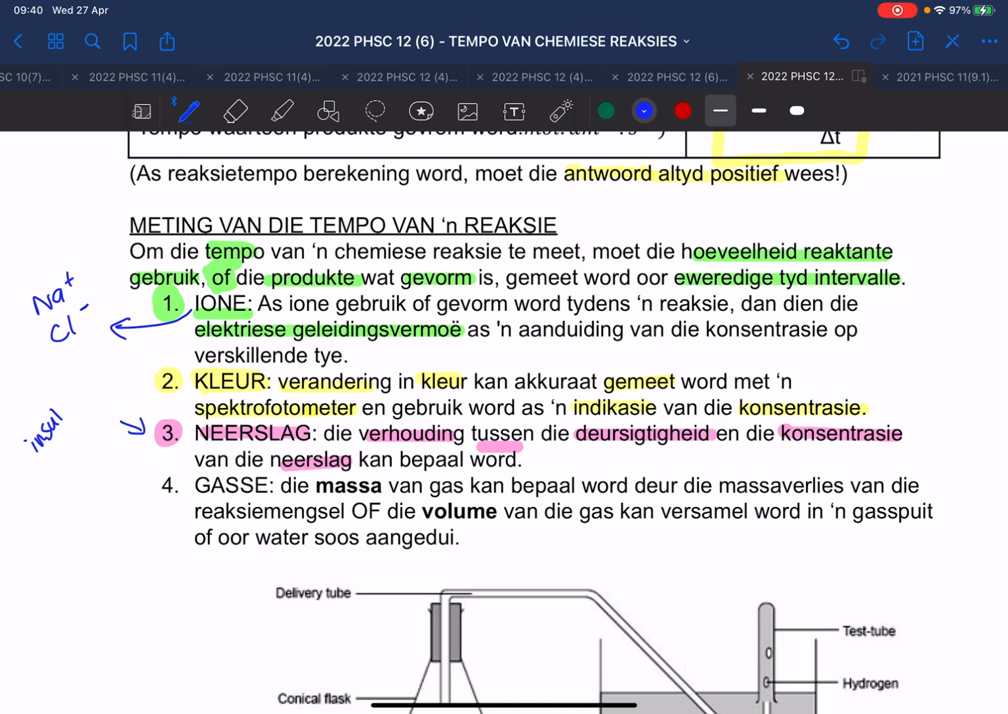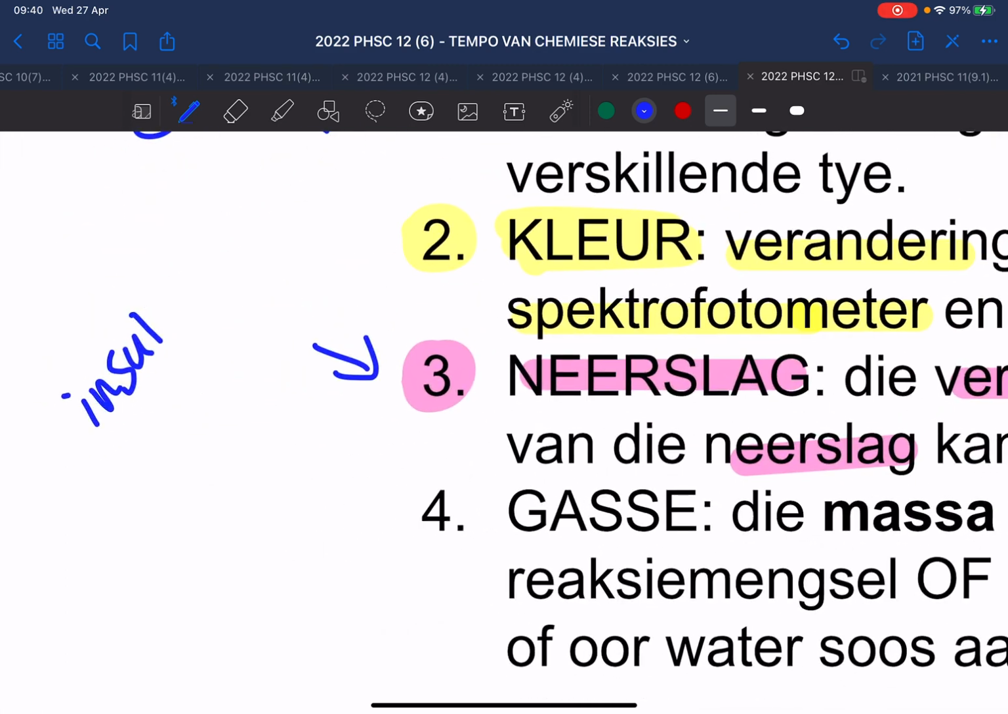Ja, maar wat is dit? Ja, ek is spelling.